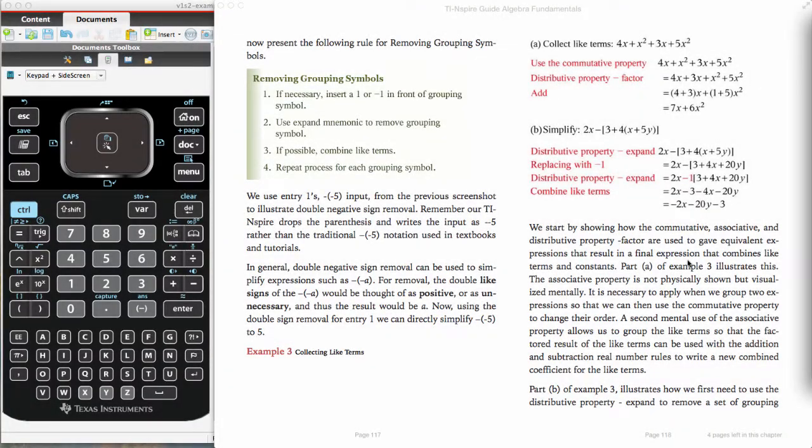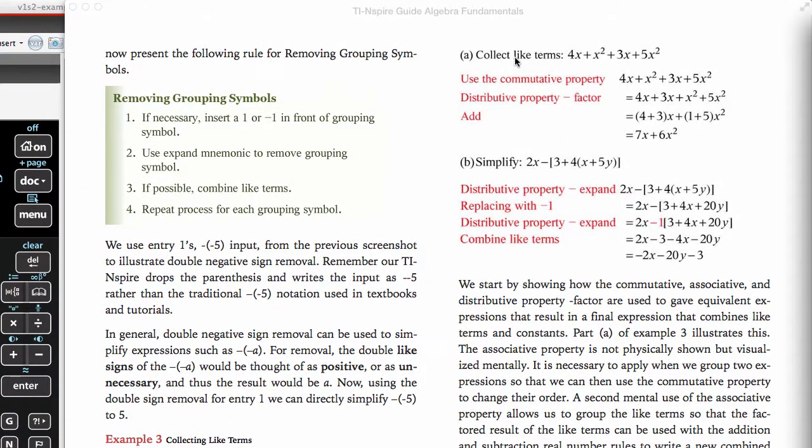In our second chapter of Volume 1, we go over the operations and properties of real numbers. What we're trying to do, at the end of this chapter, is teach you how to collect like terms. Then we're also going over how to simplify expressions that look like this.